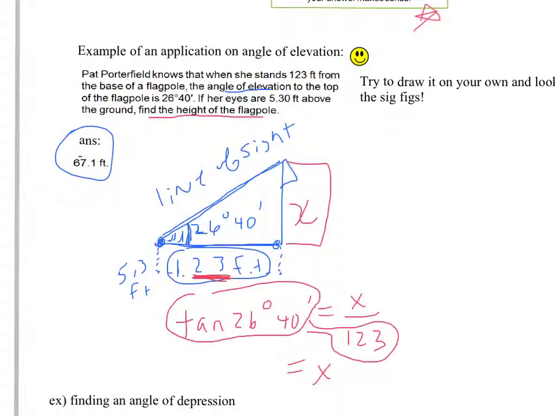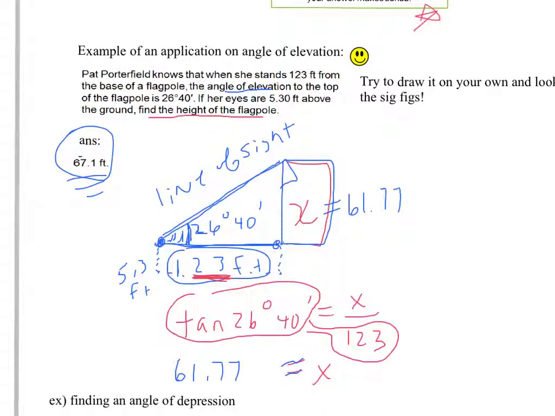Okay, so when you type that out, you're probably arriving at about 61.77 for your X. But what was your X? Your X was your distance from here to here. So I always go back to my picture. Your X was your distance from here to here, which is about 61.77. But notice the answer is 67.1.